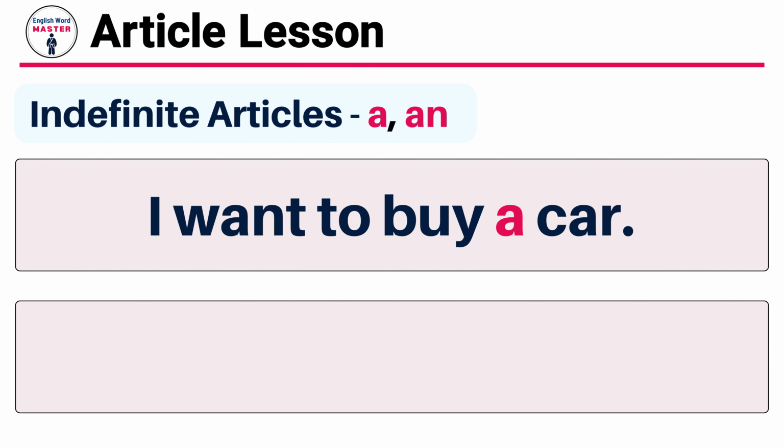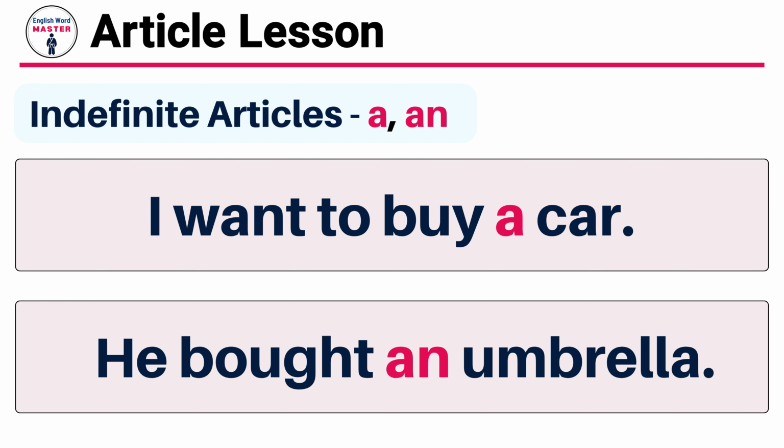If something has not been mentioned before, then we should usually use the articles "a" or "an" when first introducing the noun. For example, "I want to buy a car." In this sentence, "a car" refers to any car, not a specific one. Also, the idea of buying a car is first mentioned now. Now, let's look at the next sentence. "He bought an umbrella." In this sentence, "an umbrella" refers to a general umbrella, not a specific one. Since this is the first we know and hear about this umbrella, we introduce it with "an."